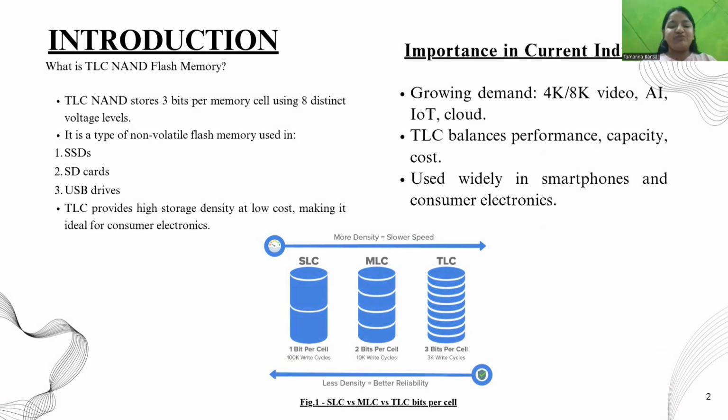As modern applications like 4K or 8K video, AI, IoT, and cloud computing generate huge data, we need storage solutions that are compact, affordable, and energy efficient. So here comes TLC NAND, which effectively balances performance, capacity, and cost, which is why it has become the most dominant memory type in smartphones and consumer electronics. Here you can see the difference between SLC, MLC, and TLC bits per cell.